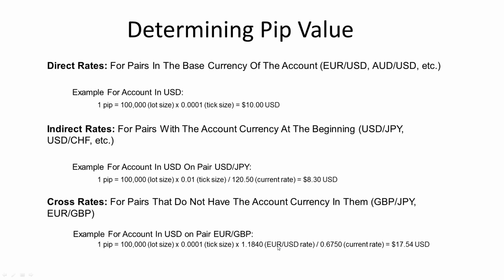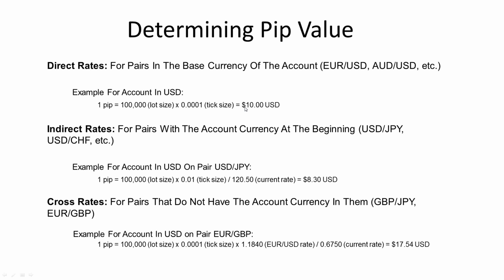You have to get the base rate for your currency. For the euro pound, that means it's the euro dollar. So we get the bid quote on that, multiply it, and then divide it by the current rate of the euro pound. In this example, that's 0.6750. After you do that math, you learn that 1 pip for a standard lot on the euro pound is $17.54. This can change quite a bit depending on where these different rates are at. A lot of times it's right around 1.5 times what the euro dollar or the dollar-based currencies are.